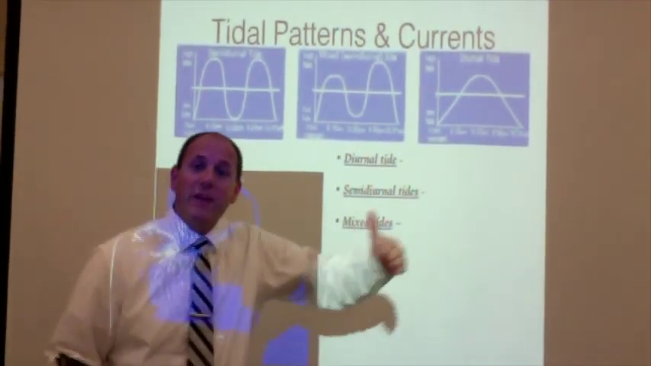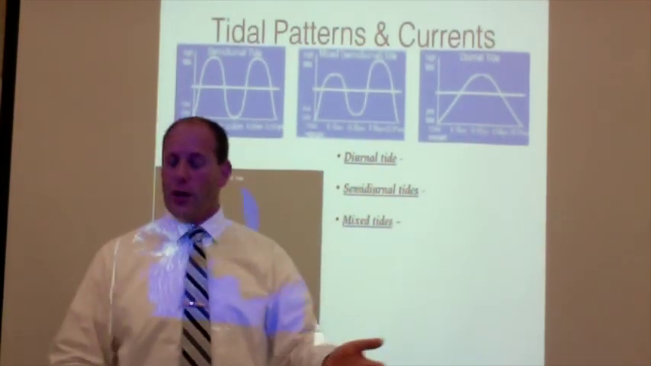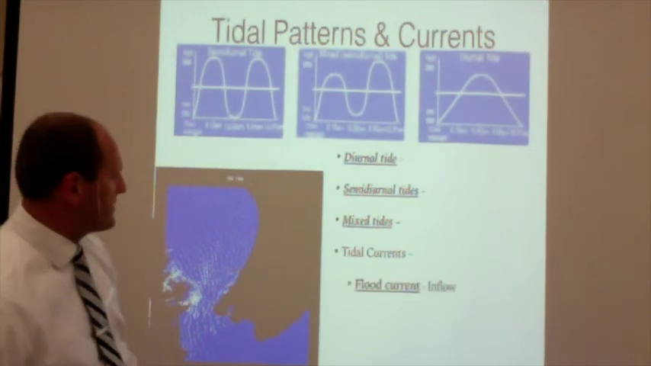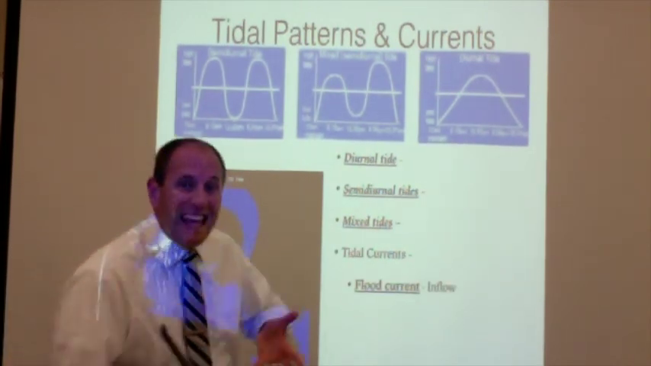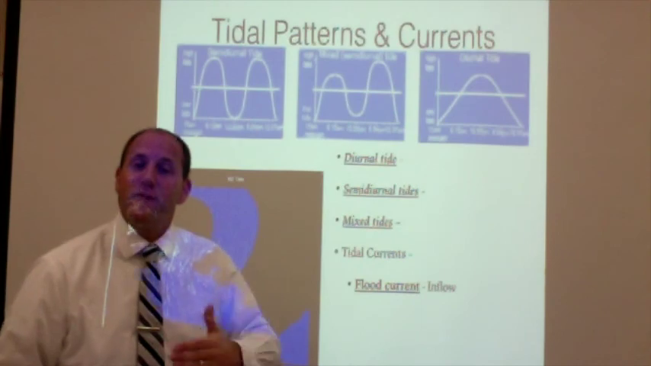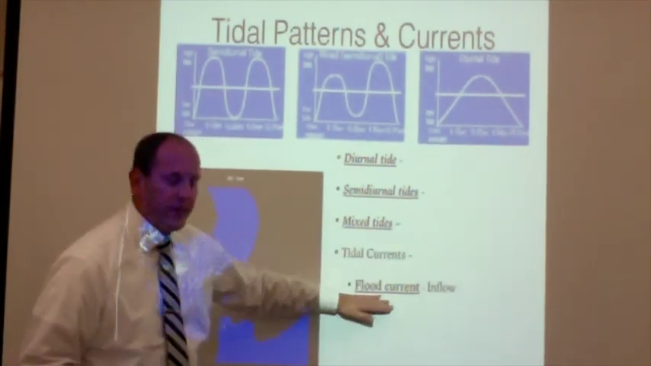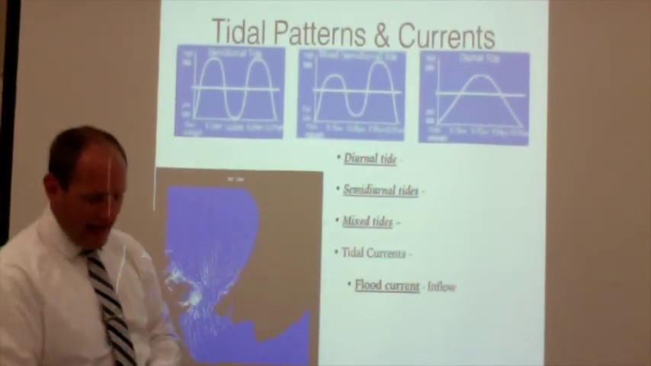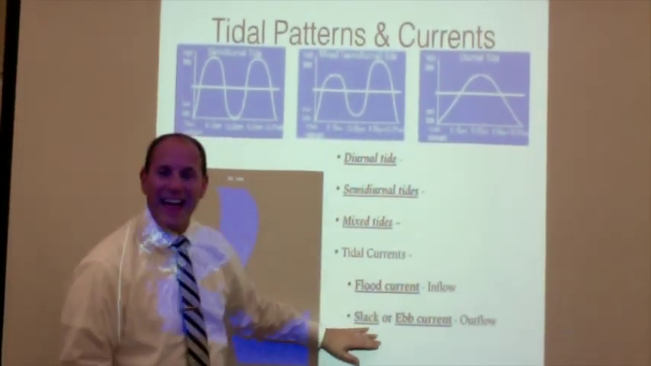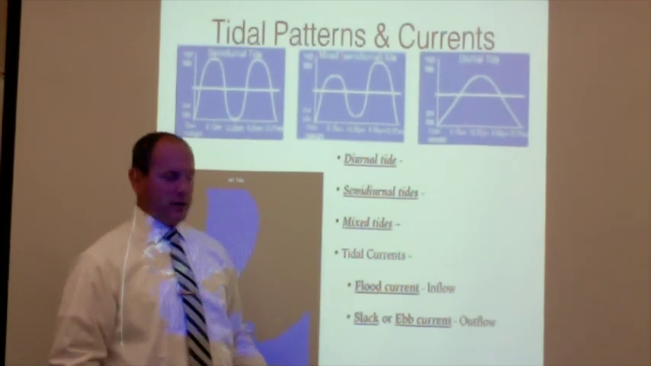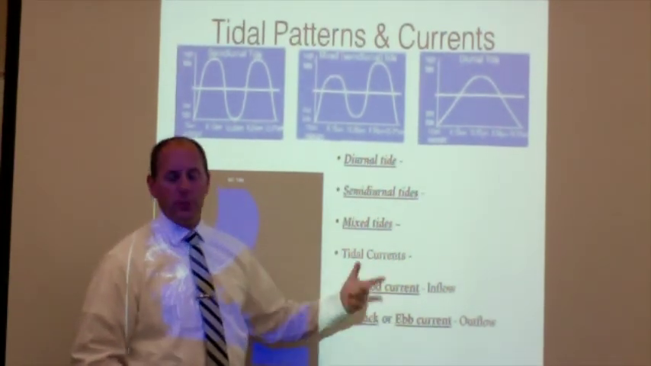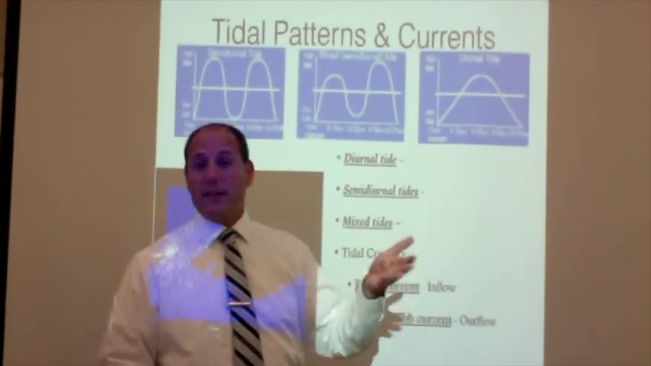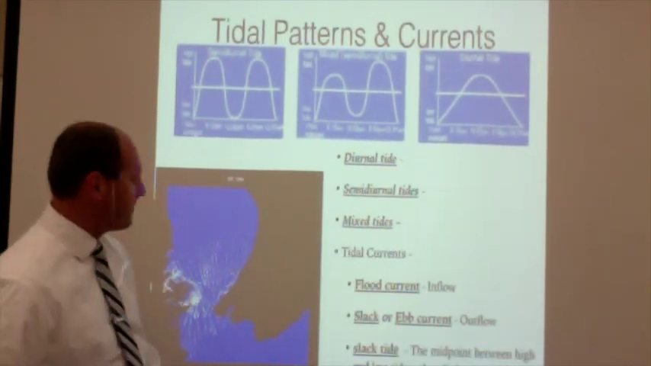Now, as the water's moving in and as the water's moving out, it forms currents. And we have these particular kinds of tidal currents. When the water is coming in, think of it as flooding the beach. We call that a flood current. That's the inflow current. When the water is coming out, leaving, it's a slack or ebb current. You'll see both of these particular terms when we talk about tidal currents. That's when the water is flowing away. It's going to that low tide.